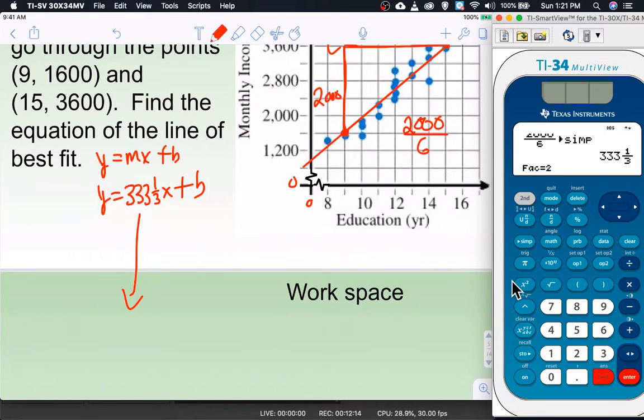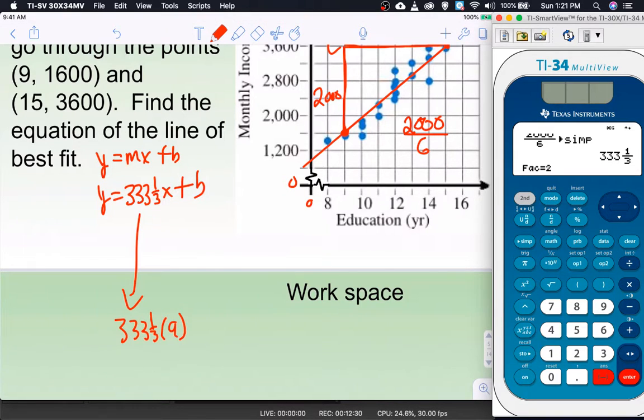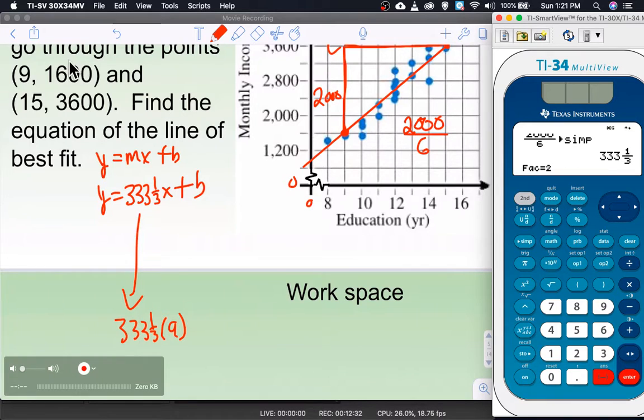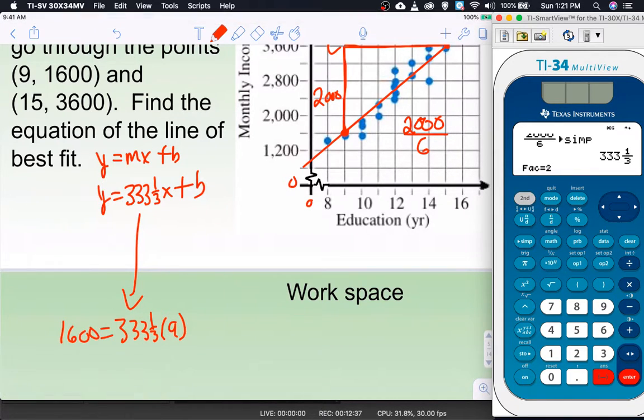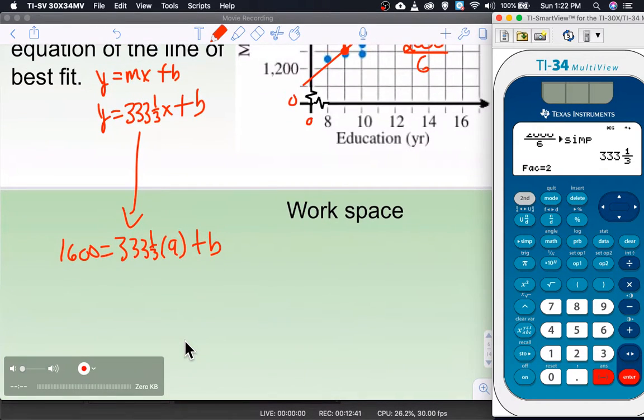So I'm going to take this equation here, and I'm going to plug in these points. This point right here, the 9 and 1600, because the number's a little bit smaller than this one. So I'm going to plug the x value in for x. That becomes 333 and 1/3 times 9. And I'm going to plug the y value in for the y. And when I solve this equation, I will find what my b is. I will find the y-intercept.